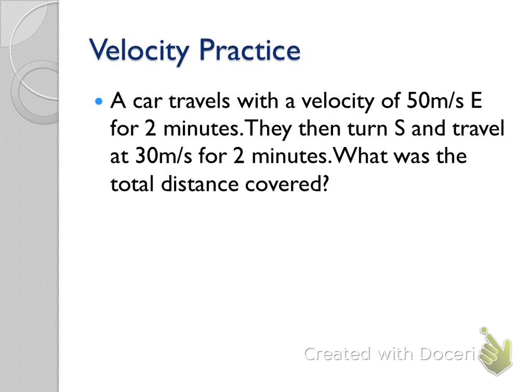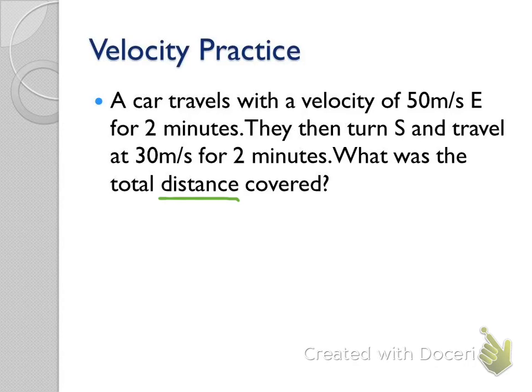Okay, so this tells us a car travels with a velocity of 50 meters per second east for 2 minutes. Then they turn south and travel 30 meters per second for 2 minutes. What was the total distance covered? So they're not asking for displacement here. They're asking for total distance. We want to find how many meters did they drive during this whole time. Okay?